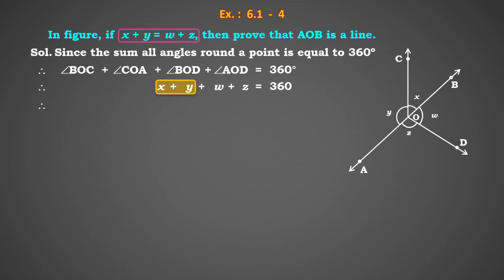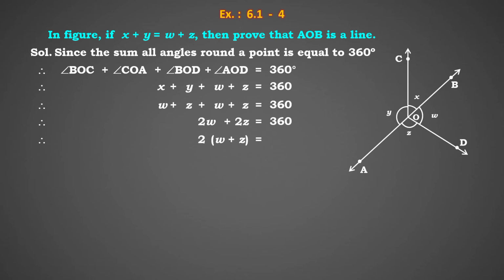So, x plus y, we can replace this with w plus z because it is already mentioned in the question that x plus y is equal to w plus z, plus w plus z equal to 360 degree. Therefore, 2w plus 2z equal to 360. So 2 within bracket w plus z equal to 360. So w plus z equal to 180 degree.